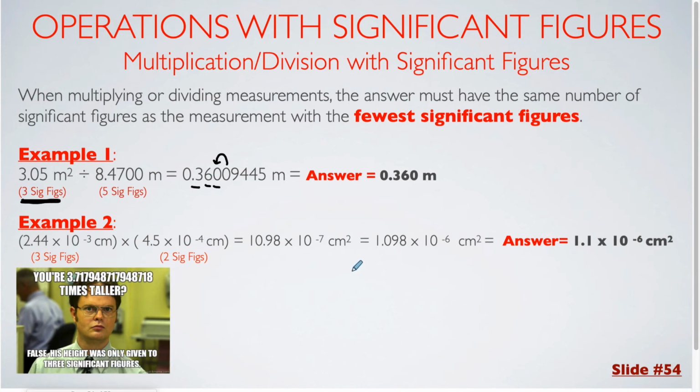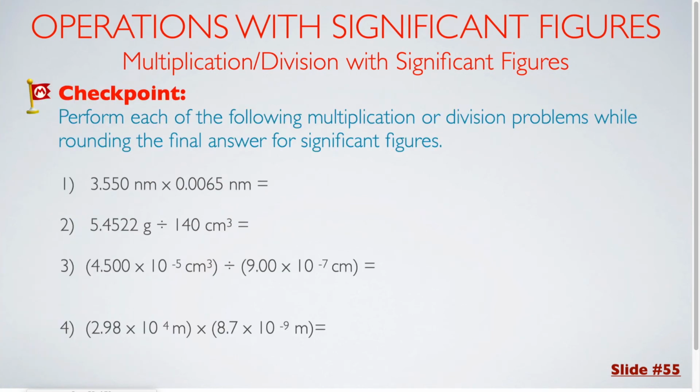Now from here, I have to round for significant figures. This value had 2, this value had 3, and those are easy to determine because there's no zeros, so there's no tricks here. All right, so since I have 2 significant figures, I can keep the 1 and the 0. I look one beyond that. The 9 is going to round up the 0. 1.1 times 10 to the -6th centimeters squared. All right, so now let's go through a set of checkpoint questions for our multiplication and division rule.